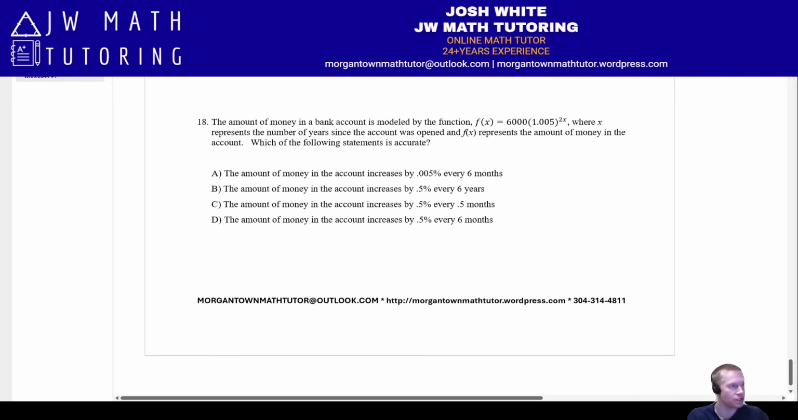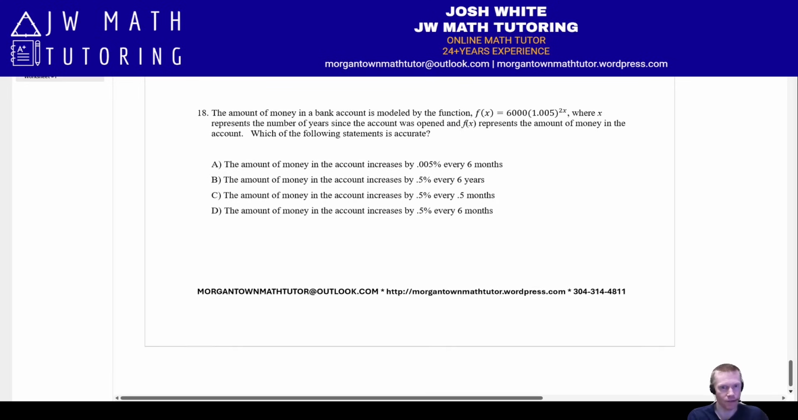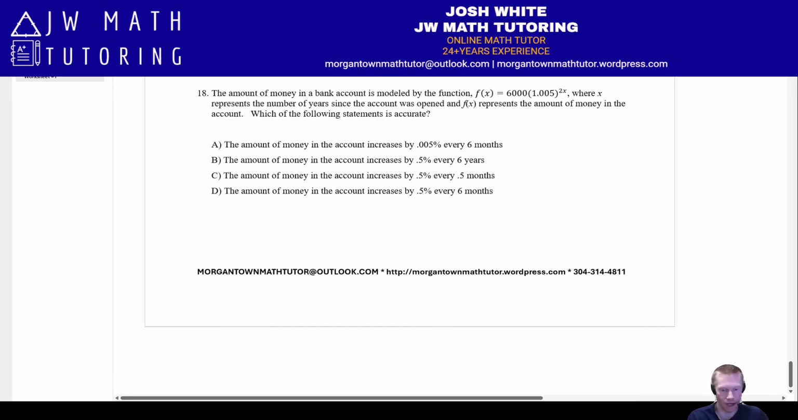Okay, very last question now on this worksheet of new problems from December 2025. Question number 18. You're given an exponential function here. X represents the number of years since the account was opened. F of x, of course, just represents how much money's in the account. And it basically wants to know which of these statements accurately describes the percentage increase in the money.